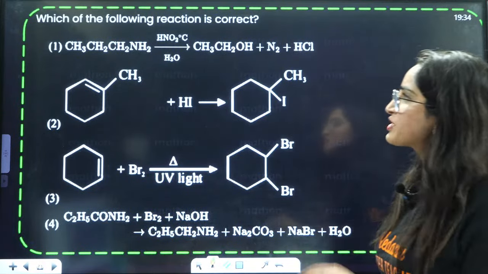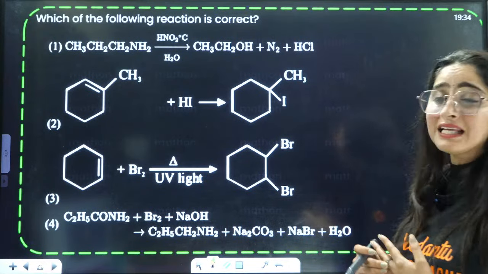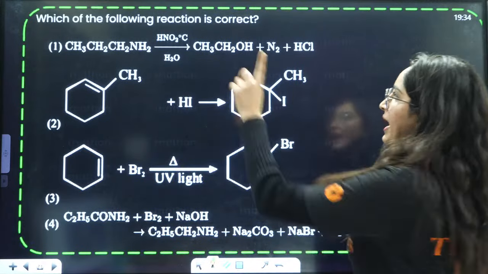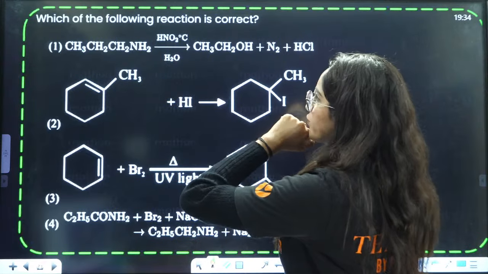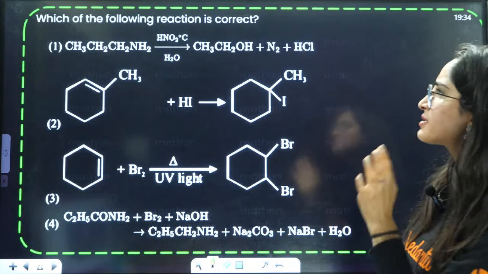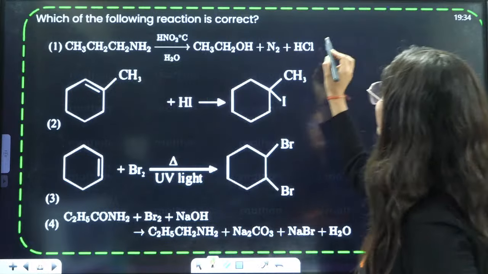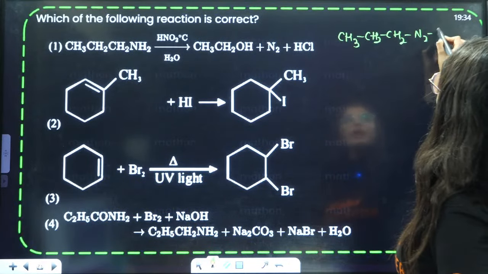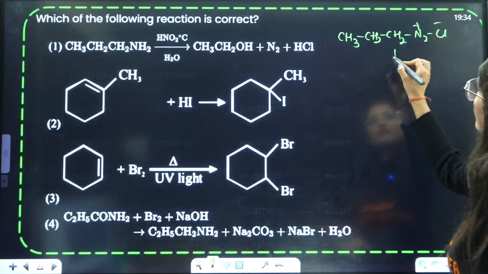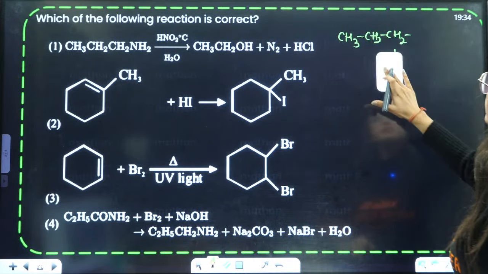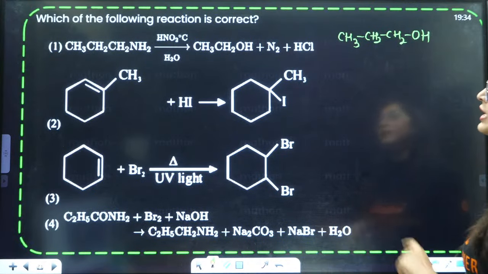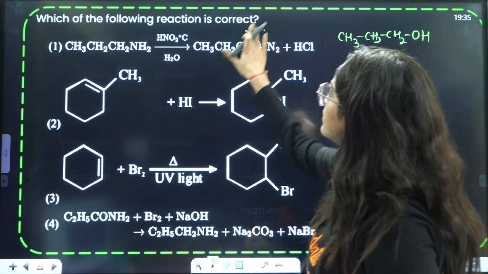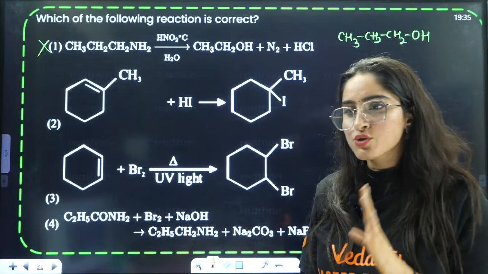So the first question: which of the following reactions is correct? In the first reaction, you have HNO2 and you are adding water. This is a very simple reaction, because the CH3CH2CH2NH2 will be converted to CH3CH2CH2N2+Cl-. After that, adding water, it will be replaced by OH. So this will be the answer you get. But here their answer is ethanol, while our answer is propanol. So this is a wrong answer. This is not a correct reaction.